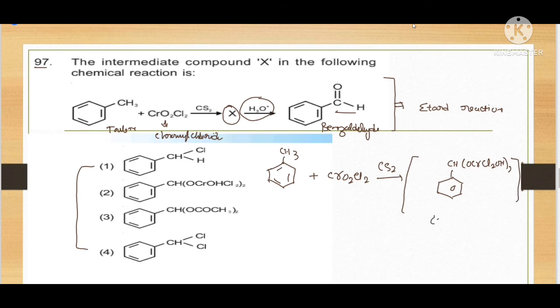This is a complex formed when toluene reacts with chromyl chloride in the presence of CS2. This is an intermediate which on reaction with H3O+ forms the benzaldehyde. So our answer is 2, which is the correct answer.